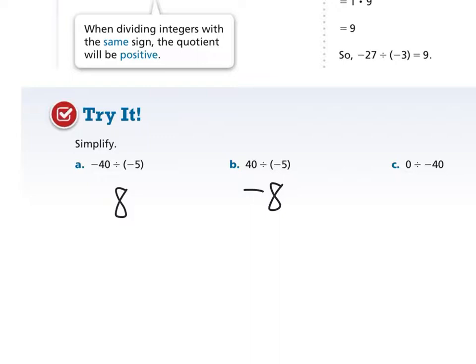A way we could do for checking these with fact families, multiplication and division work together. So if you got your answer, you could actually check by taking negative 8 times negative 5, and you should get 40 that you started with.